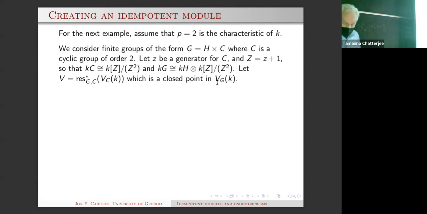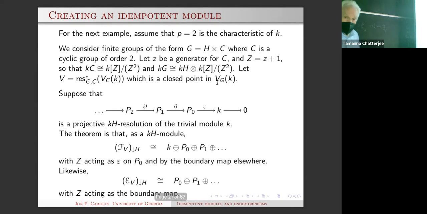So how do we do that? Well, this is what it looks like. I'm going to take a projective resolution. This is a KH projective resolution, where H is this direct factor of G. I really want it to be a minimal projective resolution, but that's okay. Take a projective resolution. Then I can write down what these things look like. What this F(V) is, restricted to H, is the sum of the terms of the augmented projective resolution. Okay, so that's what it is restricted to H.